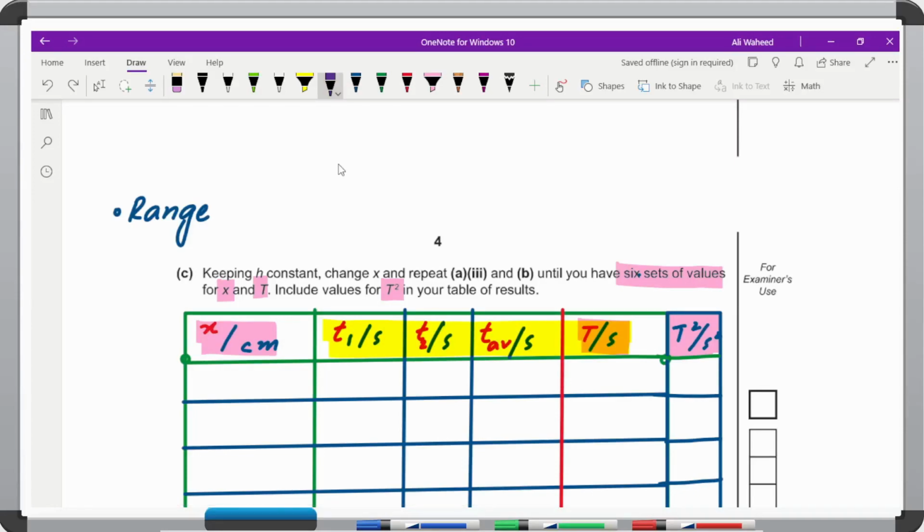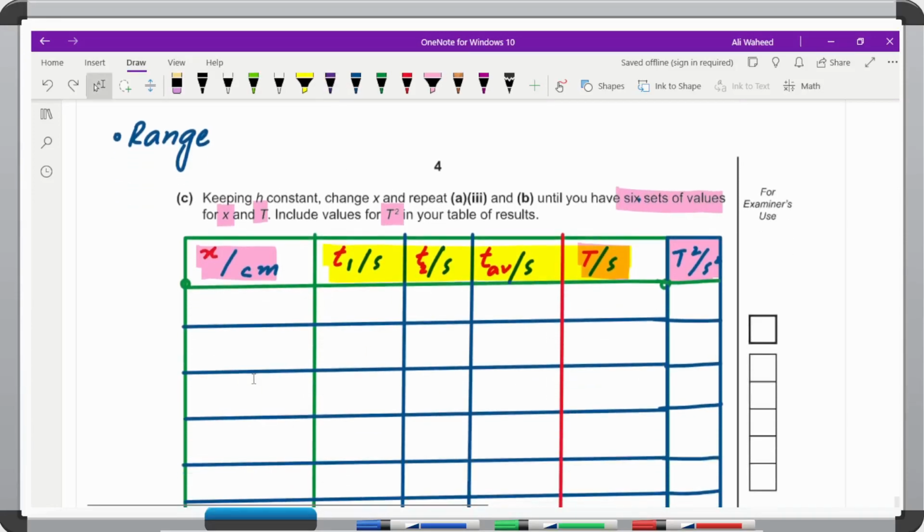Alright, so after you have chosen a certain range, the next thing that you need to be careful about is the column headings. And when I say the word column headings, that means you need to mention the quantity, the symbol of the quantity slash the unit of the quantity. For example, x slash the unit of it, centimeters. T1, time of 10 oscillations slash the unit of it, seconds.